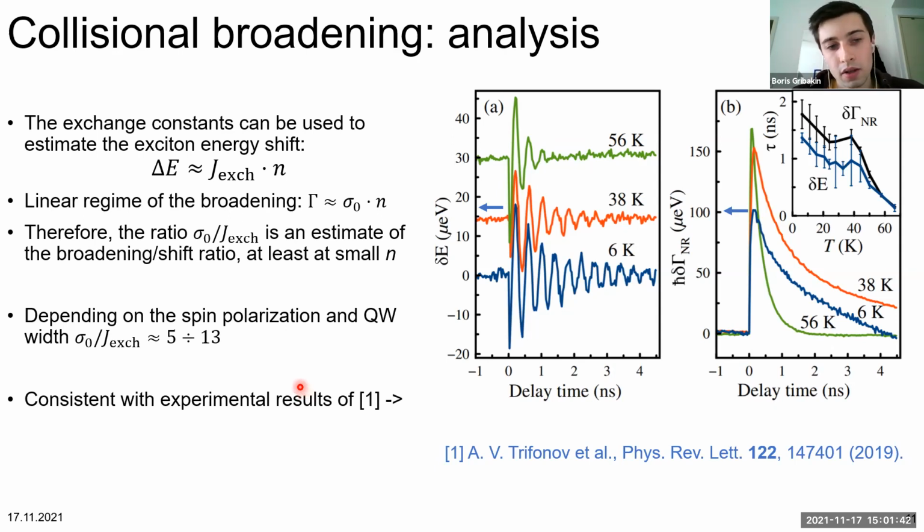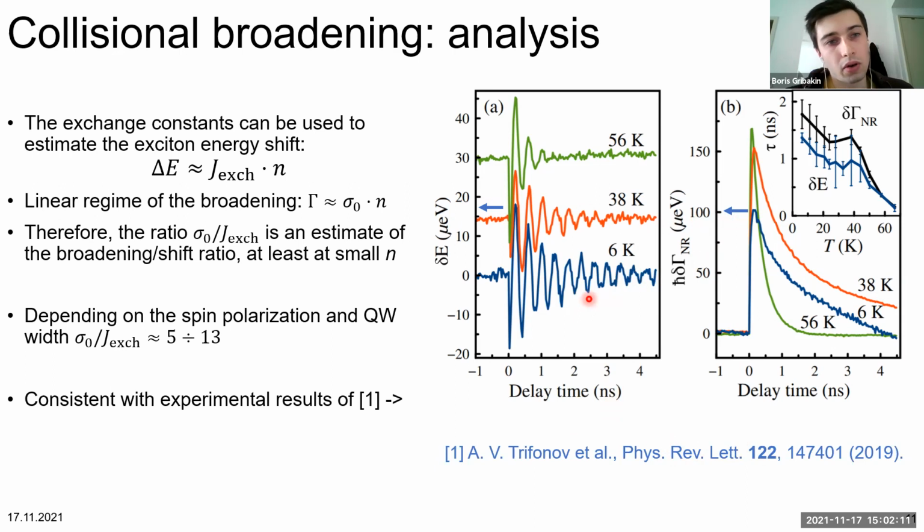So our data estimates this ratio to be from 5 to 13 approximately. So it's something like half an order of magnitude to an order of magnitude. And this is consistent with the experimental results that we have found in this paper, for example. You can see that the shift is in the order of 20 microelectron volts, while the broadening is closer to 100 at very low temperatures.